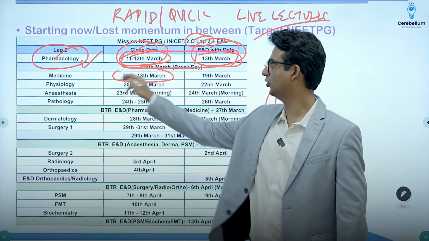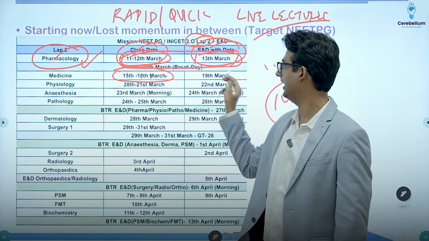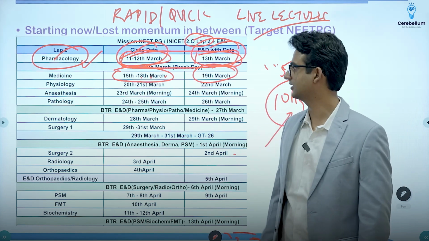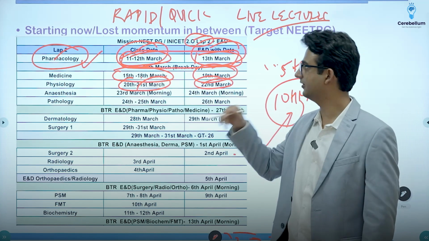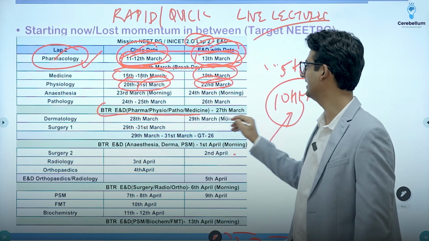Similarly, medicine is 4 days, 15th, 16th, 17th, 18th, and on the 5th day you have test and discussion. Physiology, 2 days, test and discussion. Similarly, all the subjects are covered. In between, we have our BTR ENDs.